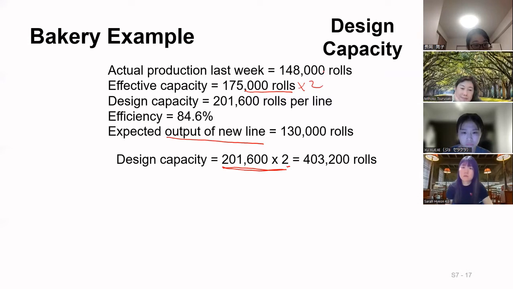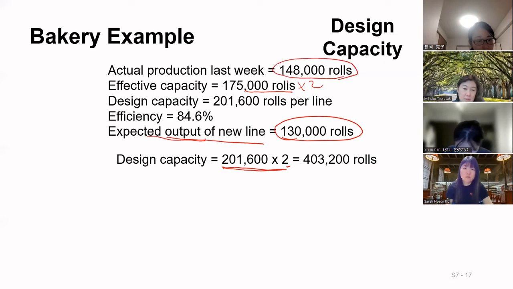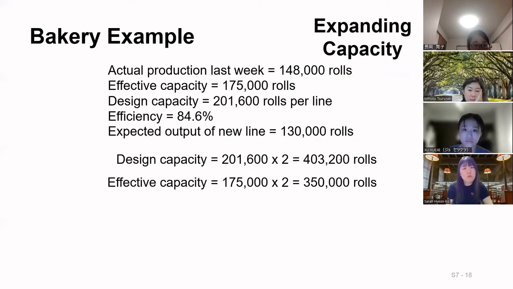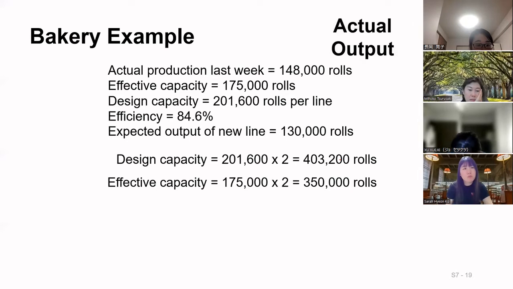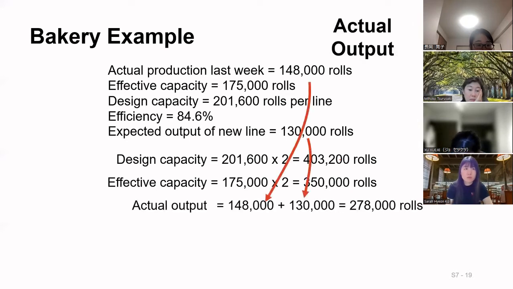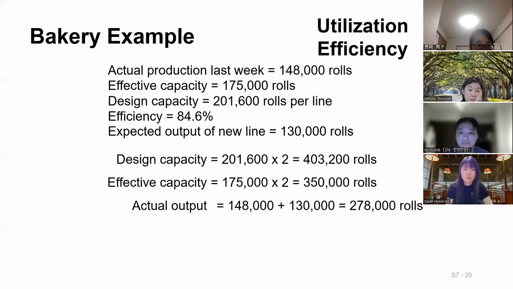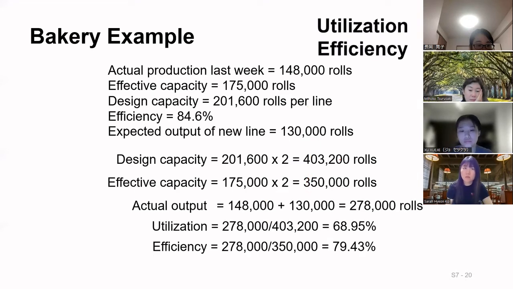Assume the actual output is given here. Expected output of new line is 130,000. If you add this together, that is the output. So the total output divided by the design capacity is the utilization. By expanding capacity, the actual output is 278,000 rolls. If you do the same calculation, you get 68.95%.